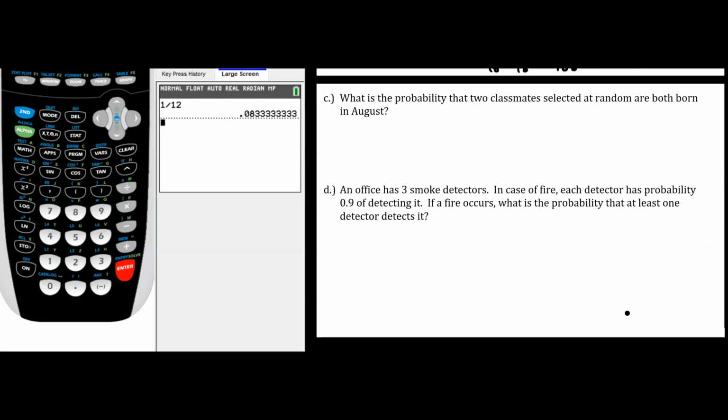Example C, what is the probability that 2 classmates selected at random are both born in August? As a sequence of events, think of this as finding the probability that the first classmate selected is born in August, and then the probability that the second classmate that's selected is also born in August. We can see that the probability of the second classmate being born in August is completely independent of the probability that the first classmate is born in August. So once again, we have independent events.